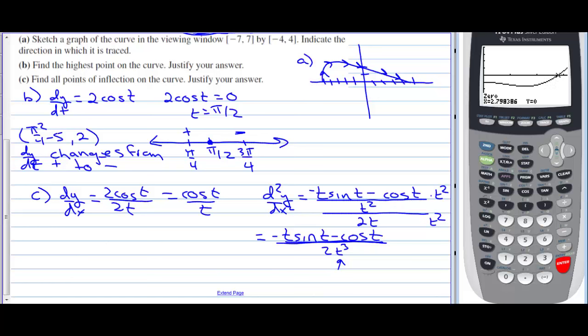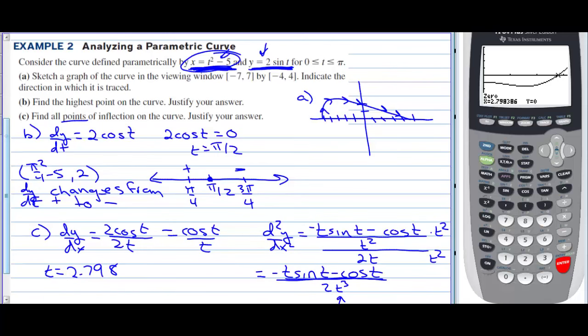So the actual value is 2.798. So t equals 2.798, but they want to find all points of inflection. So we have to plug this into x and plug this into y.